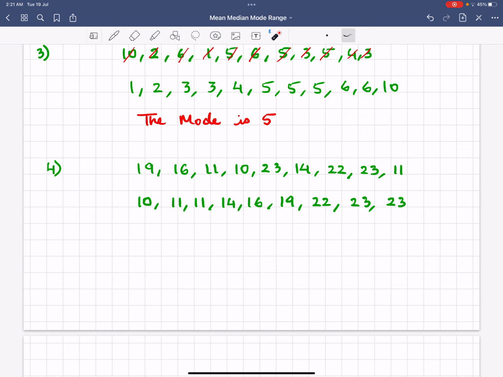We have all the numbers appearing once except the number 11, which is appearing twice, and the number 23, which is also appearing twice. 11 and 23 are the two modes because they appear the most. So the answer is the mode is 11 and 23.